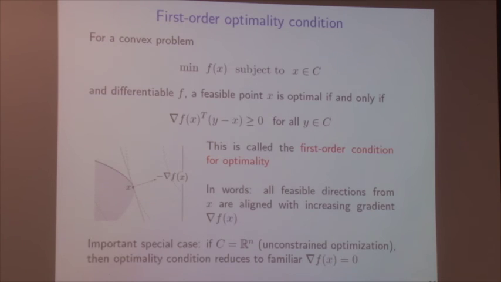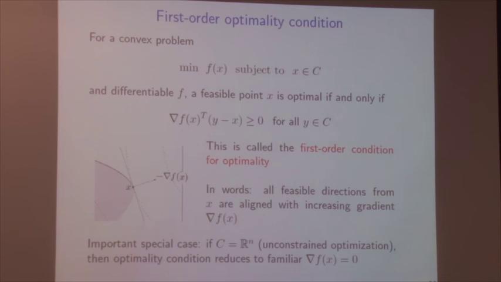Okay, so what are the properties of a solution to a convex optimization problem? If we have a feasible point and f is differentiable, we can describe optimality in the following way: the gradient of f times y minus x is greater than or equal to 0 for all y in C. To summarize that in words, it means moving anywhere from where I am is only going to make my objective increase. That's basically what this is saying in words.